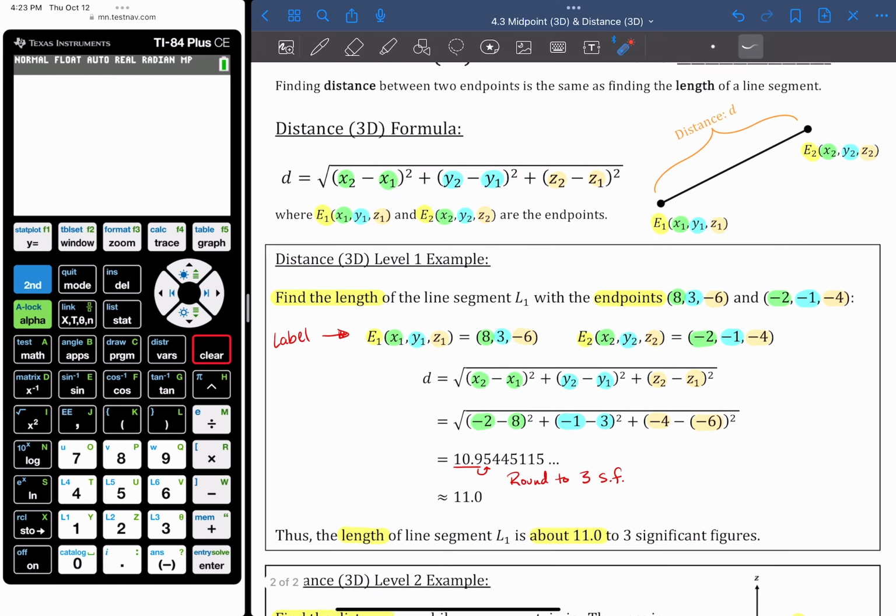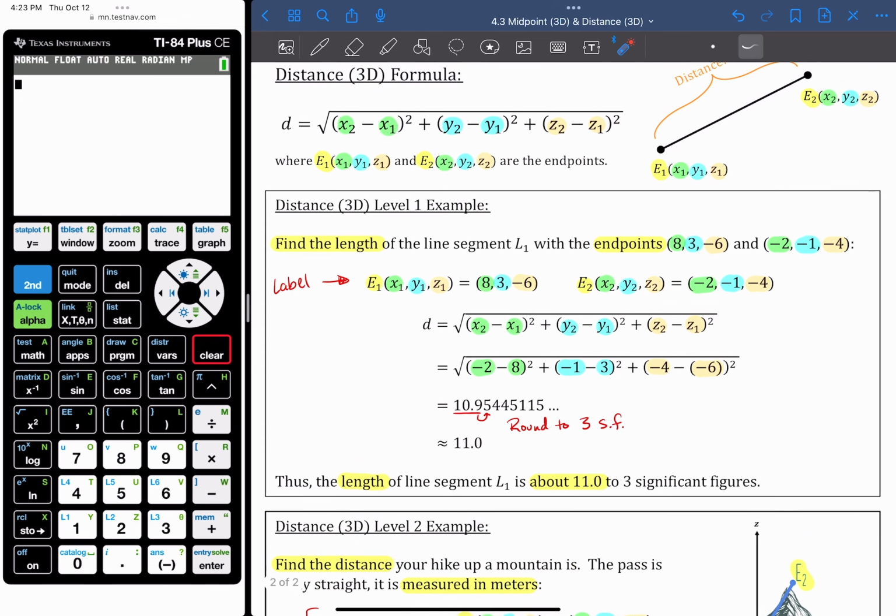Let's take a look at an example on how we can use this formula to find the length of line segment L1 with the endpoint 8, 3, negative 6. That's going to be my E1, my first endpoint. And the second one, E2, is going to be 2, negative 1, negative 4. So again, first step, I like to label my endpoints. Great. Now I can just plug in where I should be.